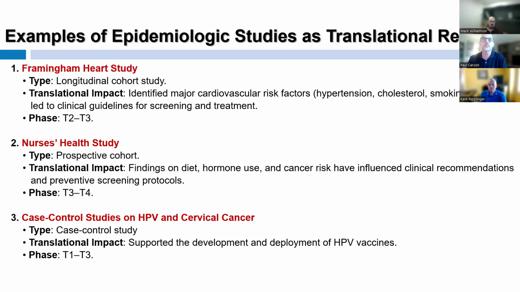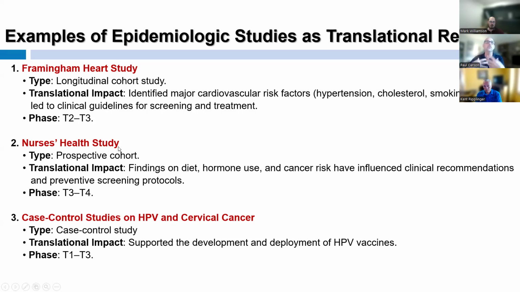Here are a few examples of some epidemiologic studies as translational research that had a huge impact on our understanding of health and disease. Hopefully, you've heard of these first two. They're very, very famous cohort studies. We'll talk more about these study designs in a minute. But the Framingham Heart Study, which was a long-term, longitudinal, prospective cohort study capturing most of the population in Framingham, Massachusetts. This is where we learned about all of our major cardiovascular risk factors like hypertension, cholesterol, smoking, diabetes, etc., and paved the way for our intervention type studies and leading to guidelines for screening and treatment.